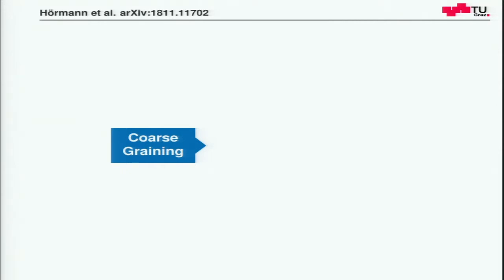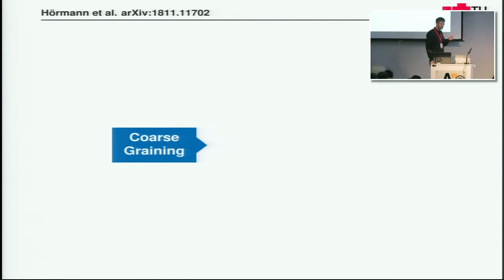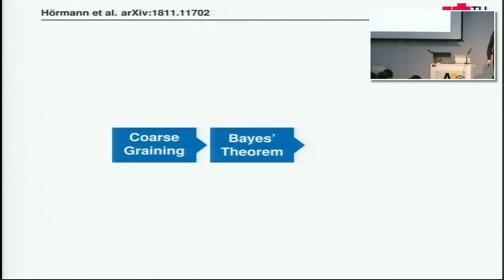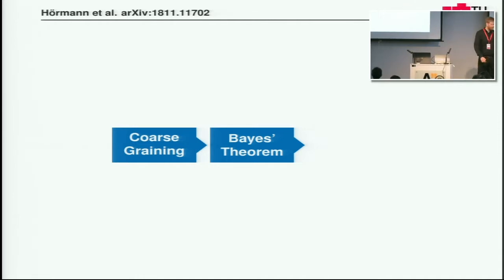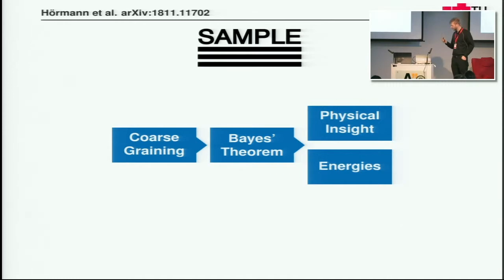And even if we do that in a very smart way, we will still end up with far too many configurations of molecules on the surface to consider. So we have to do machine learning. And we use Bayesian linear regression as our machine learning model. That then allows us to predict not only the adsorption energies, but also get some physical insight into the system we are considering. And in this presentation, all of this is encompassed within the SAMPLE approach, the approach we've been working on for the last 2 years.